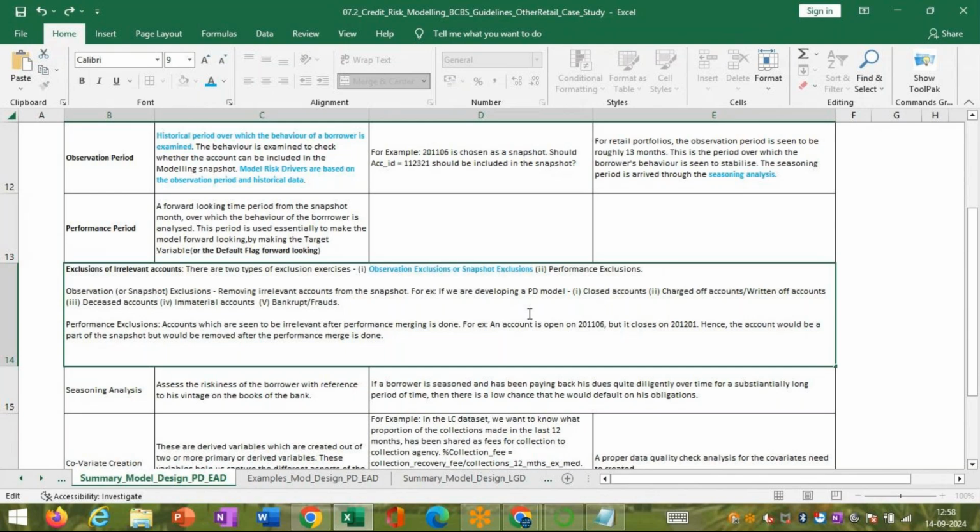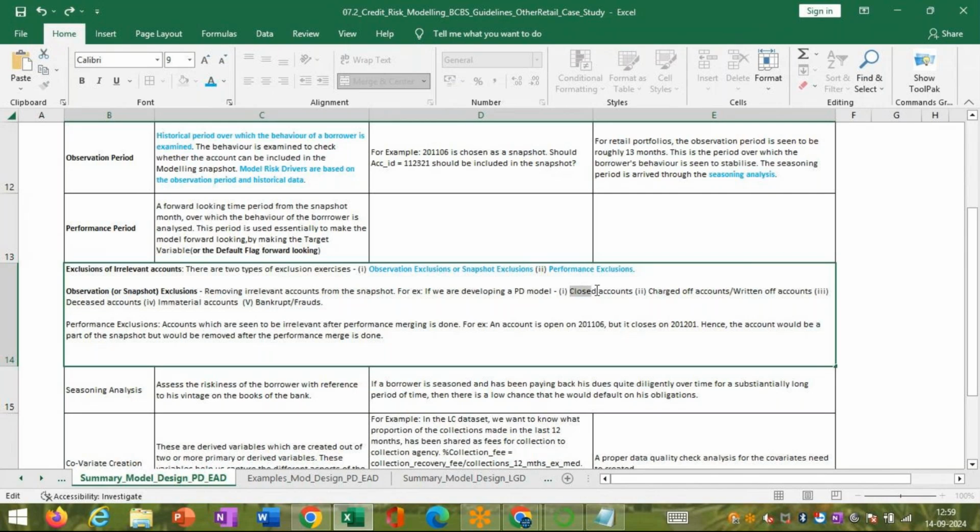So there are two types of exclusion exercises. One is observation exclusion or snapshot exclusion, and the other is the performance exclusion. For example, if a person is deceased or has closed an account as on the snapshot, or has defaulted in the snapshot, then those accounts are removed, right? Talking about observation or snapshot exclusions, the idea is to remove irrelevant accounts from the snapshot, for which we do not need to compute the probability of default.